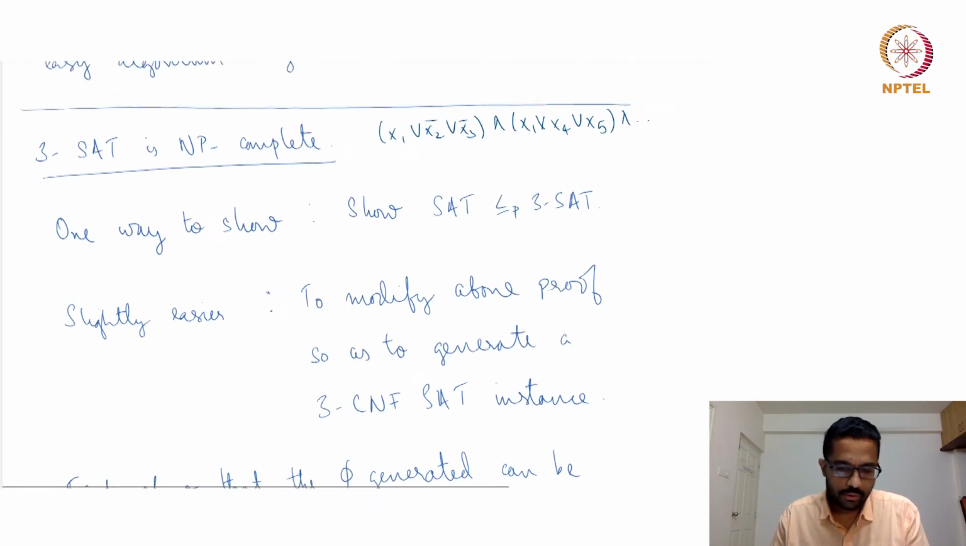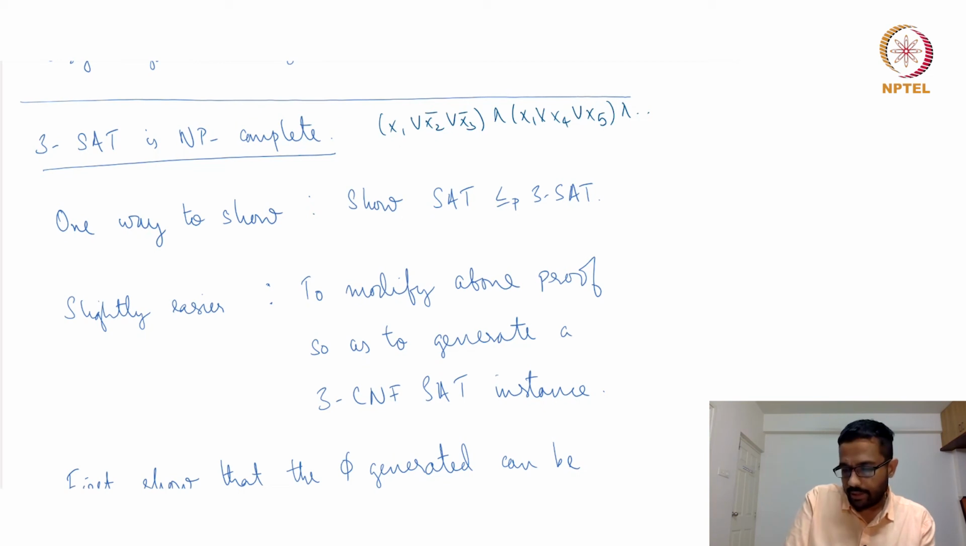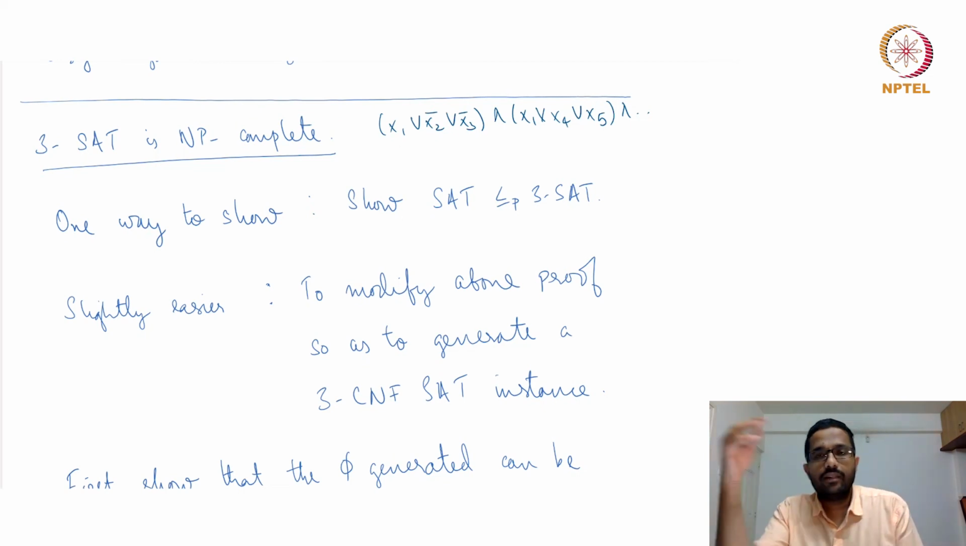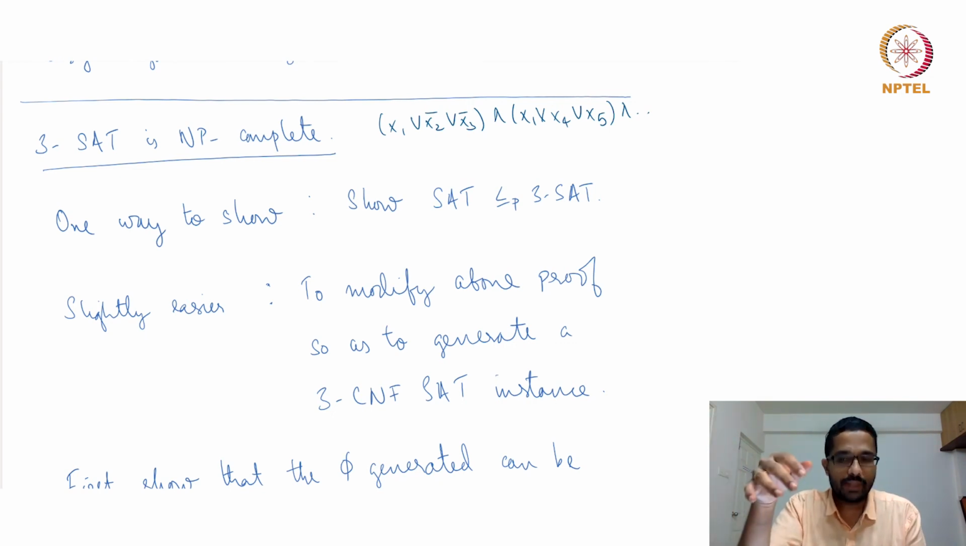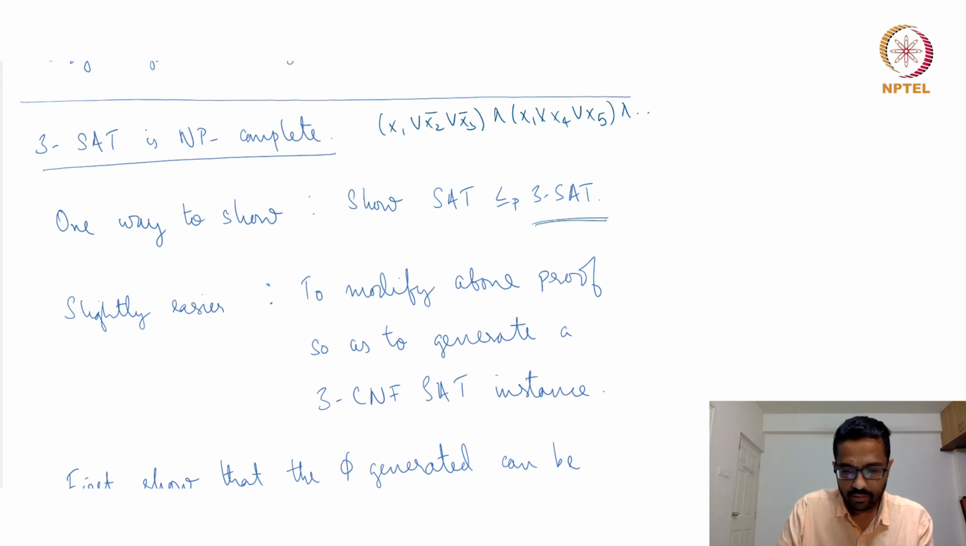So if we want to show 3SAT is NP complete, one way could be to show that SAT reduces to 3SAT. This uses one of the properties that we saw earlier: if B reduces to C in polynomial time, and C is known to be in NP and B is NP complete, then this would imply that C is NP complete as well. However, it turns out to be a bit easier.